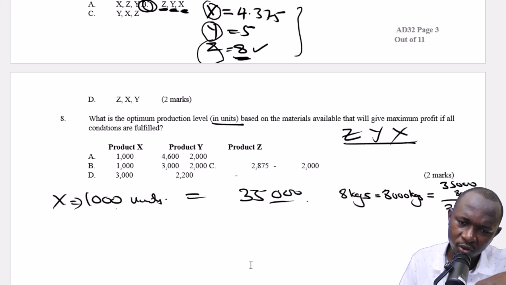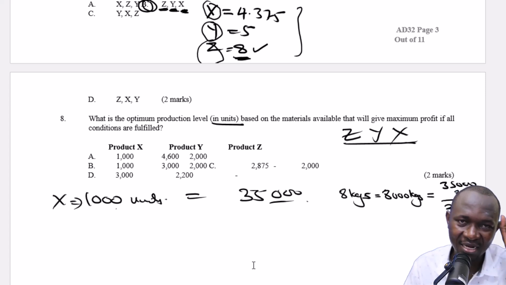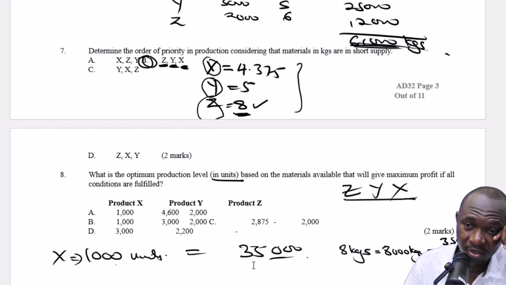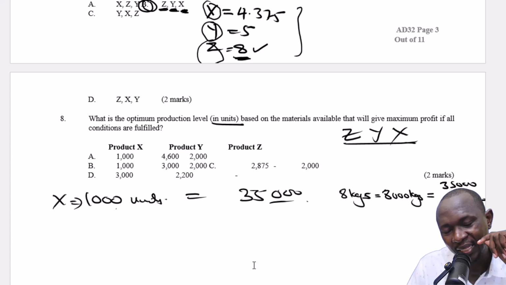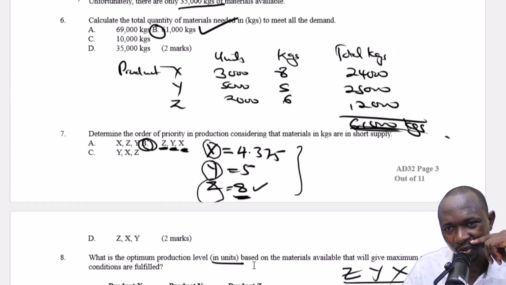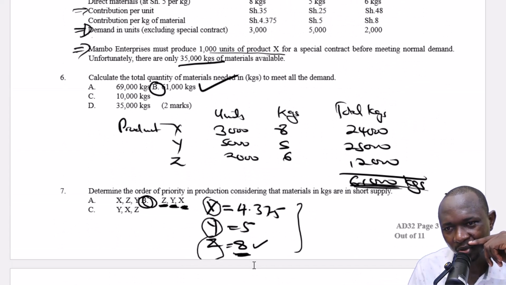But why are we producing the 1,000 units? Because it's necessary. Otherwise, we will not have produced. Why? Because X has the lowest contribution. So once we are done with that, because it's mandatory, now we go to the next item, which has the highest contribution. And we all agree that Z has the highest contribution. So let's produce the most.